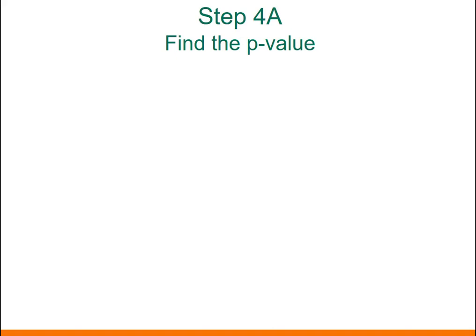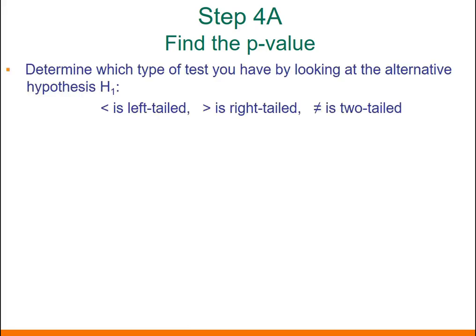All right, the next step has two parts. So we're going to look at step 4A first of all, which is finding the p-value. First of all, we have to go back and look at our alternative hypotheses to see which type of test we have. So we're just looking at the inequality in that hypothesis.